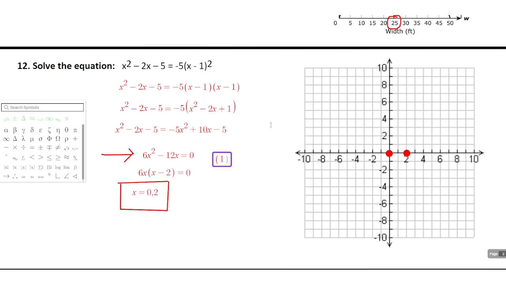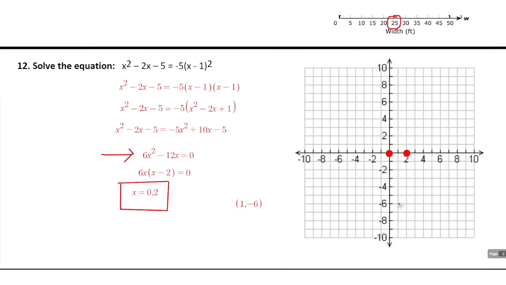And our k will be what we get when we plug 1 in. So let's just see if we can't do this mentally, although you're definitely welcome to use a calculator. 1 squared is 1, so we got 6 times 1. That's just 6 minus 12 is going to be negative 6. So we got 1 comma negative 6. We got our vertex is way down here. And so a parabola is going to look something like this. There you go.